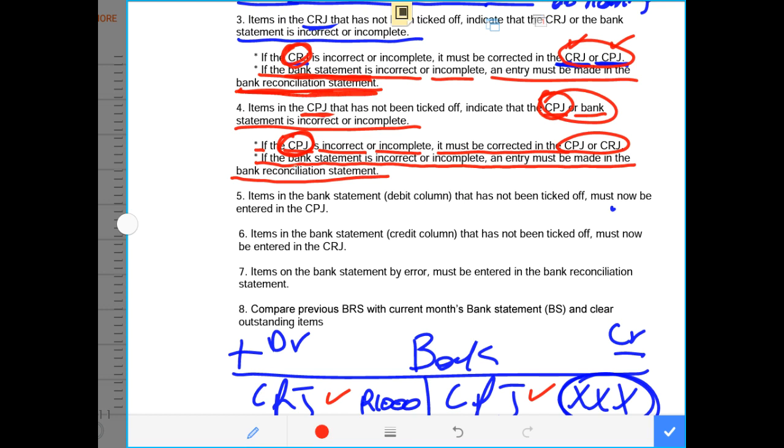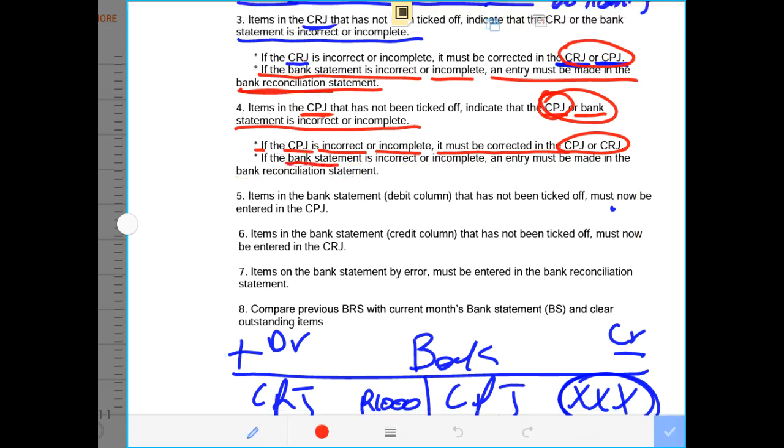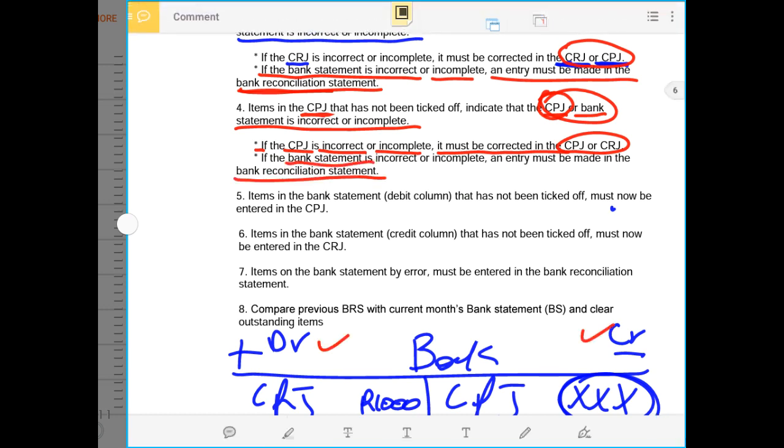And again here they are telling us the same thing: if the bank statement is incorrect, the correction must be made in the bank reconciliation statement, because that will mean that the receipt and the payment, being the debit side and the credit side of the bank account, are correct. But what is incorrect or wrong is the bank statement. Therefore, the correction must be done in the bank reconciliation statement.